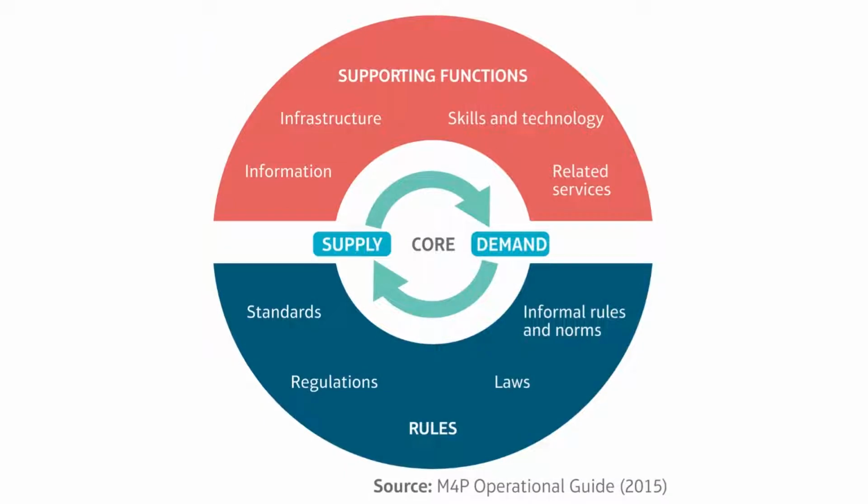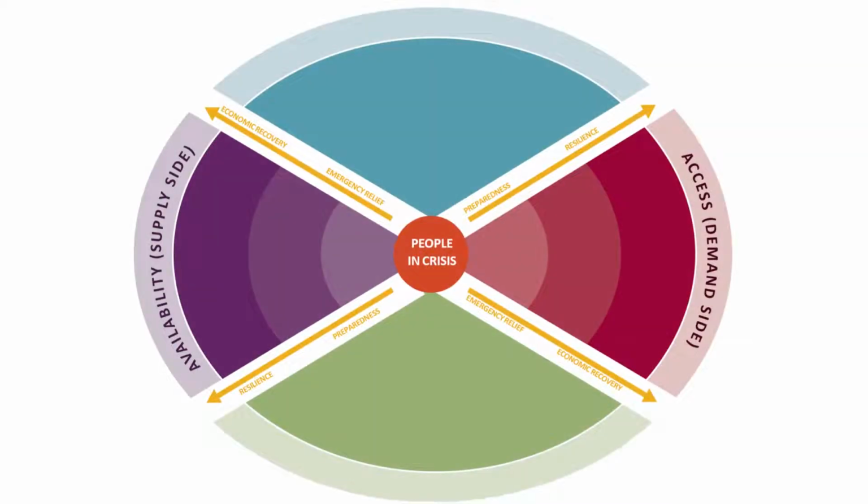Some of you may have heard of the M4P Donut. The Market-Based Programming Framework is the same idea, but adapted to a humanitarian context. And it starts with putting people in crisis right at the center of our work.